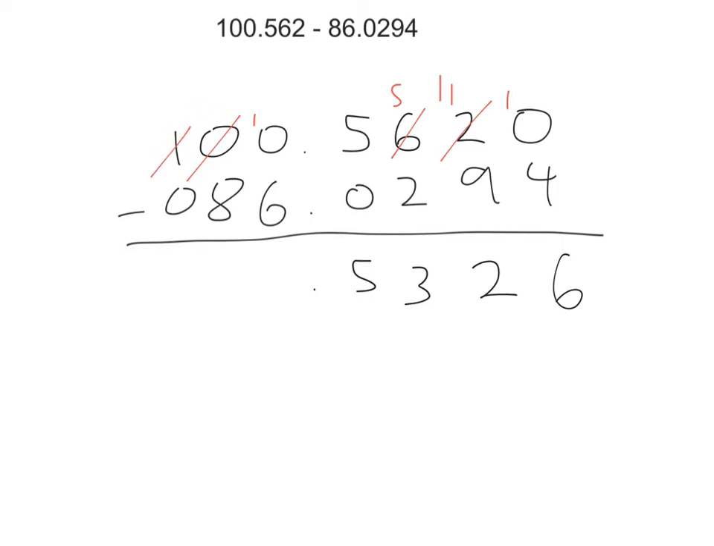10 minus 1 equals 9. So the 0 now becomes a 9, and the 1 over here now becomes a 0, because again, 10 minus 1 is 9. Now we can go ahead and subtract. So 10 minus 6 is 4. 9 minus 8 is 1. And 0 minus 0 is 0. So this will be our final answer.